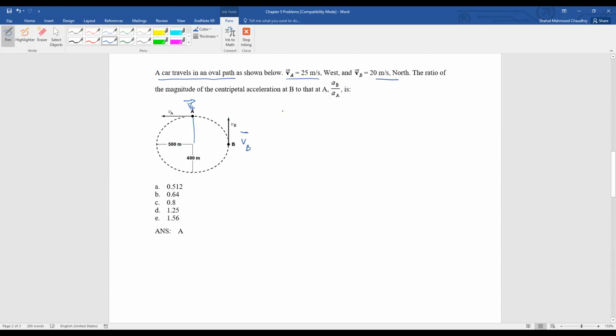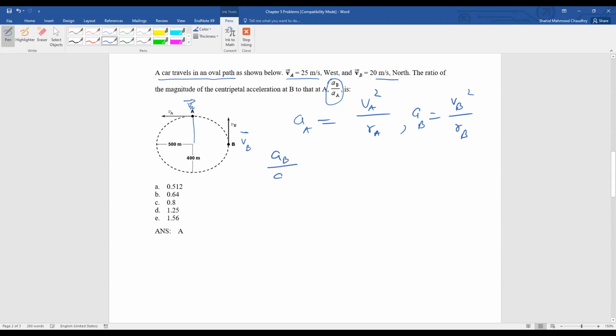We have to find the ratio of the magnitude of the centripetal acceleration at B to that at A. To find this value, first we will see AA, the acceleration at point A. You know that centripetal acceleration is VA square over RA. And also AB is equal to VB square over RB.